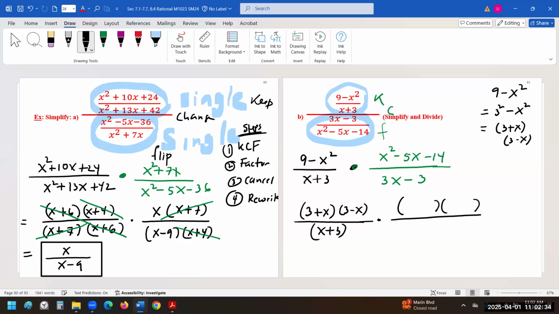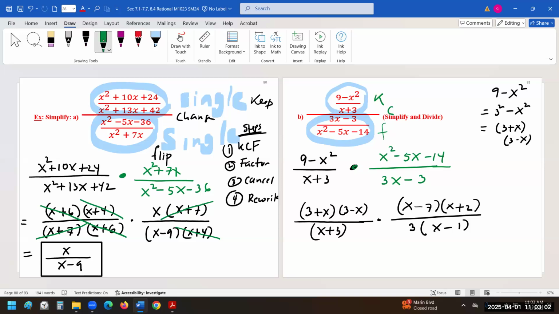Oliver, can you think of two numbers multiplied to 14 combined to 5? The sign for 2 is positive 2. Camila, 3x minus 3. What can you do? Factor out 3 and you get minus 1. Perfect.